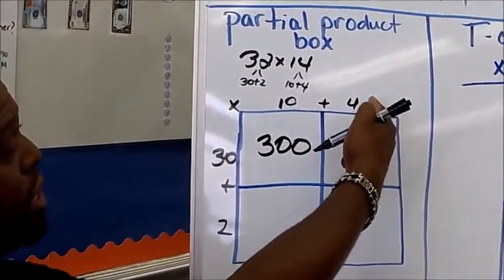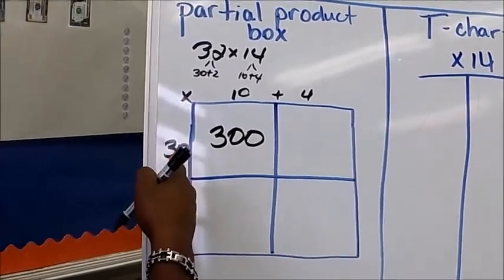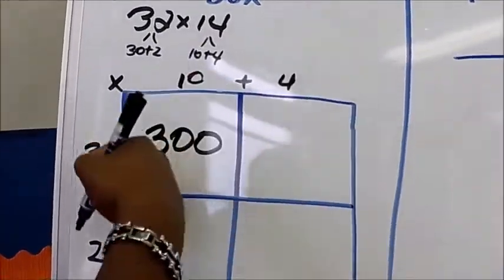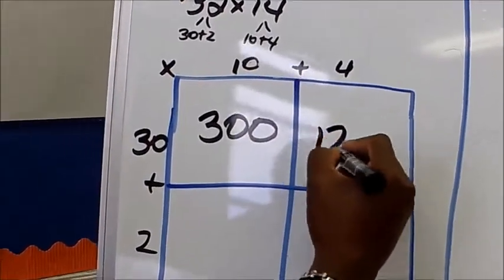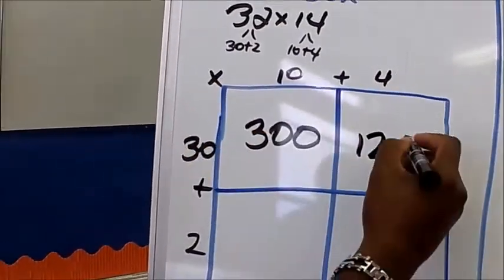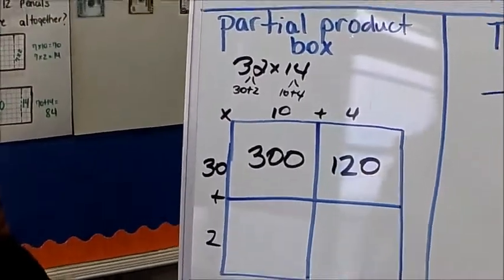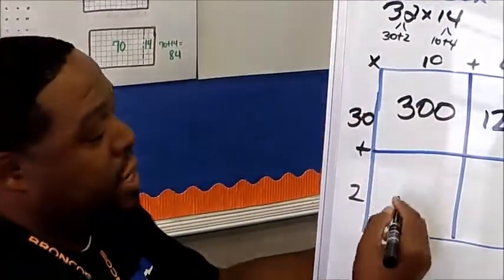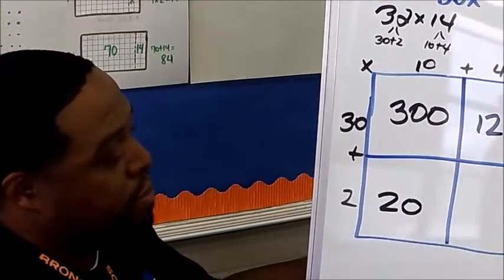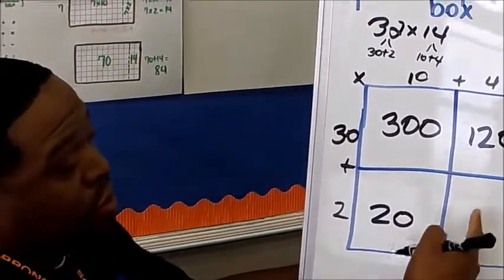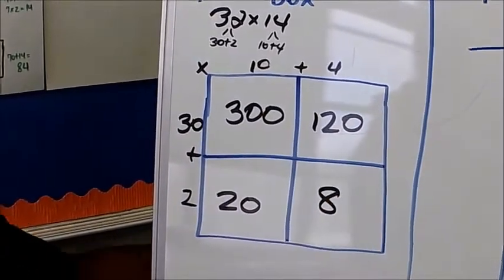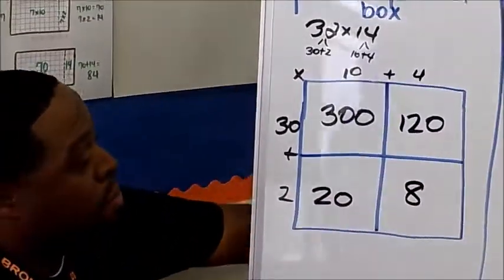Then I move to this box here. This one's going to be 30 times 4. I know that 4 times 3 is 12, and 4 times 0 is 0. All right? Then I'm going to start with this box. 2 times 10, I know is 20. And then I'm going to do this last box, which is the 2 times the 4, which is 8. And now I've got all these products in my partial product box.